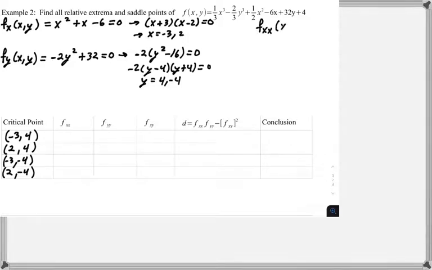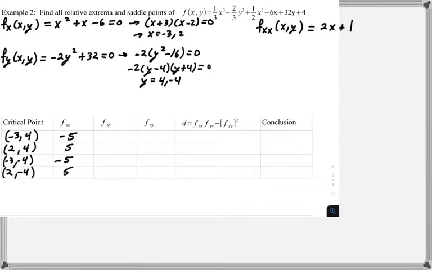So the second partial with respect to x will be 2x plus 1. Okay, so if we evaluate that at the point -3, 4, it's going to be -5. Evaluate that at the point 2, 4, it's going to be +5. Evaluate that at -3 and -4, it's going to be -5. And one more time at 2 and -4, and that's going to give us 5.